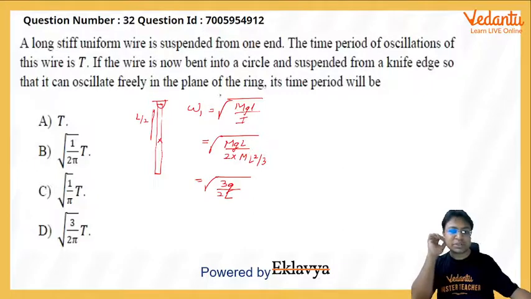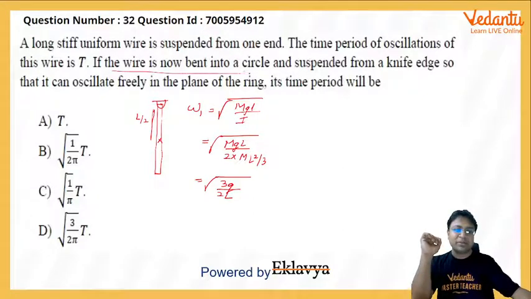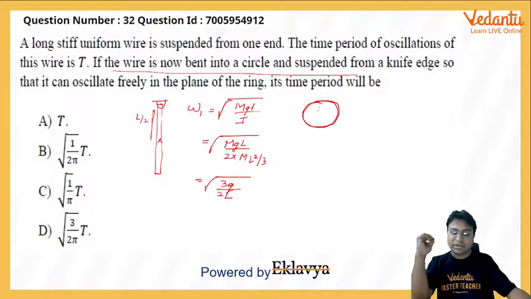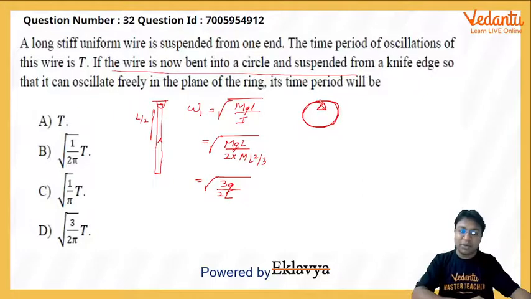Now the question says that we have bent the wire into the form of a circle and suspended from a knife edge so that it can oscillate freely in the plane of the ring. So we have converted this rod or wire into a ring, and then we have suspended it from a knife edge. So now again it is oscillating as a physical pendulum about this point basically. Let's say that the radius is r. So again omega will be written by the same expression mgl by I.